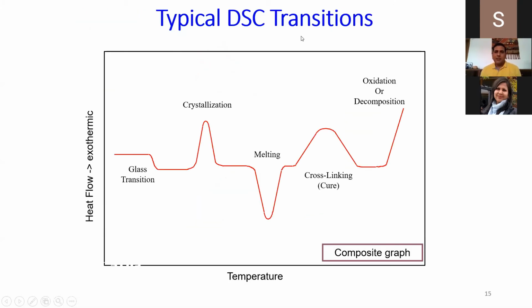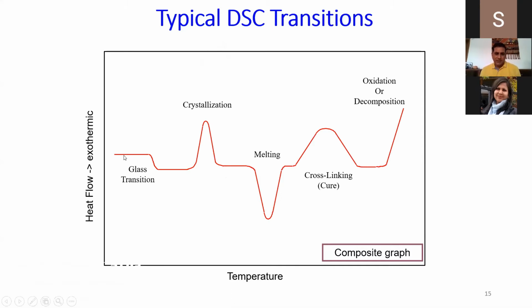Now this is the typical DSC curve. We have seen our thing. So in our sample of this polycaprolactone, everything was not present, but here everything is present. What you can generally expect in a DSC analysis.